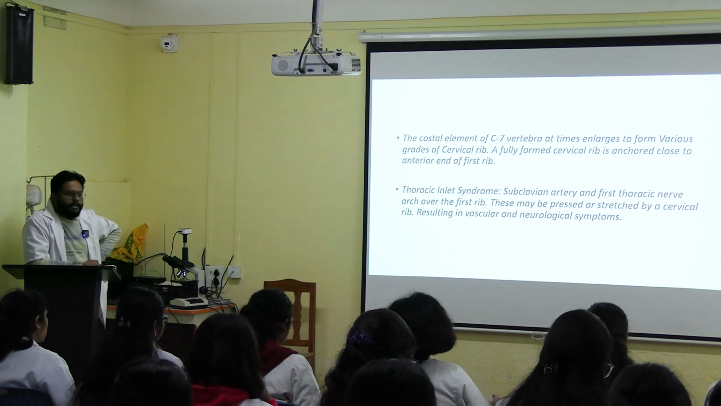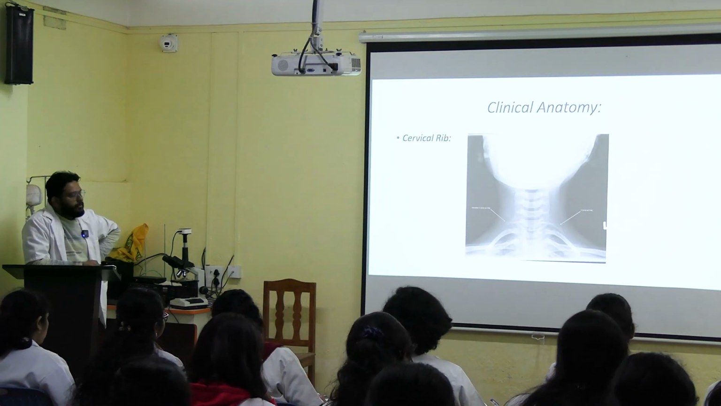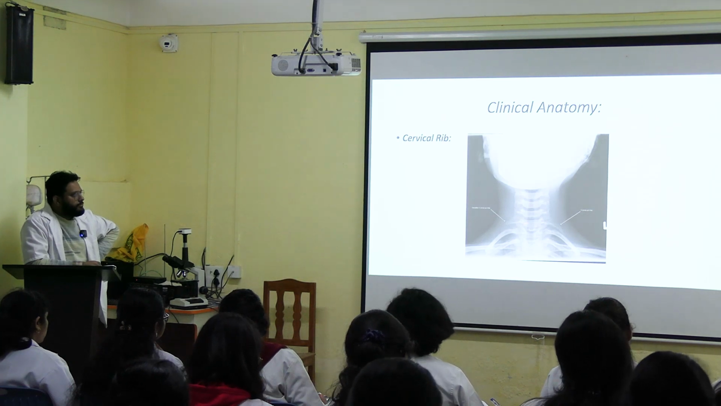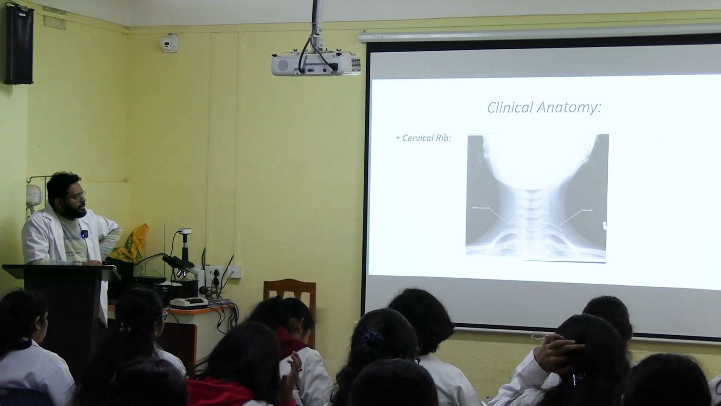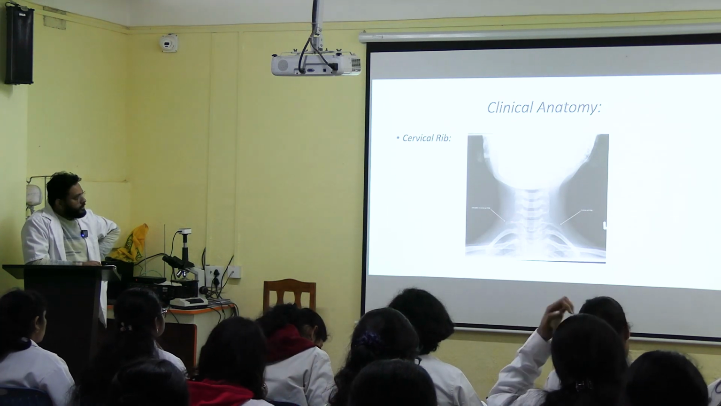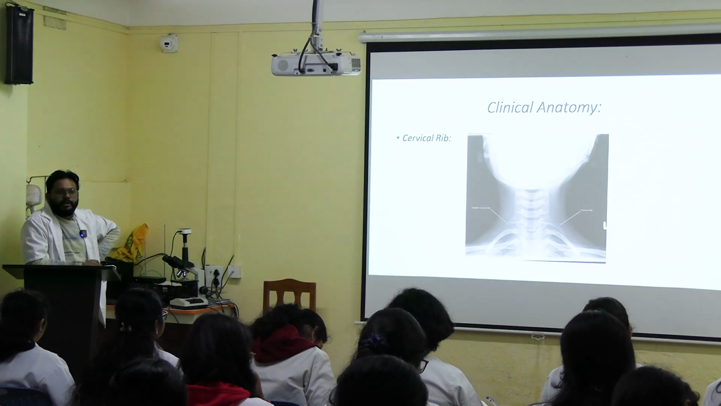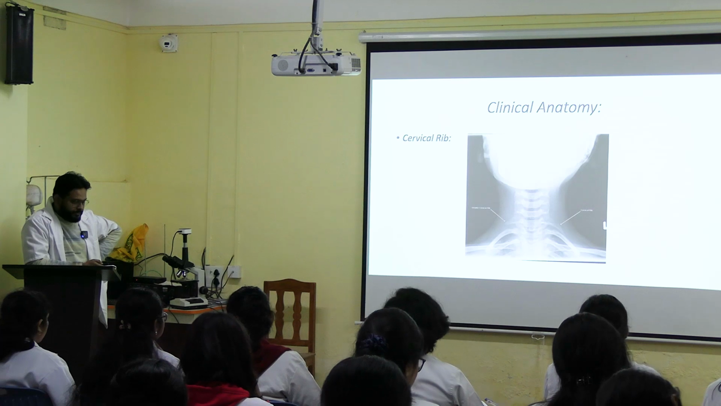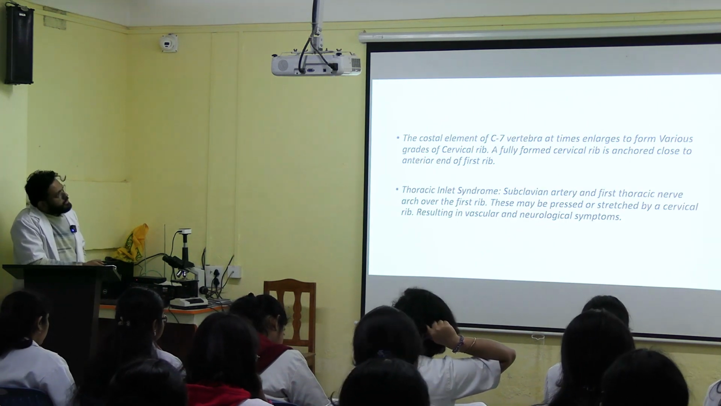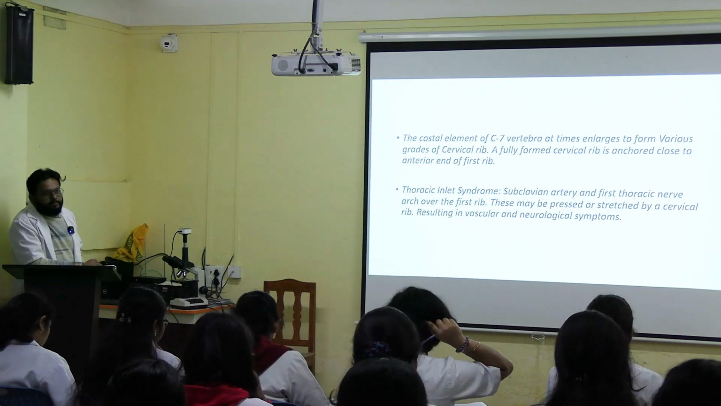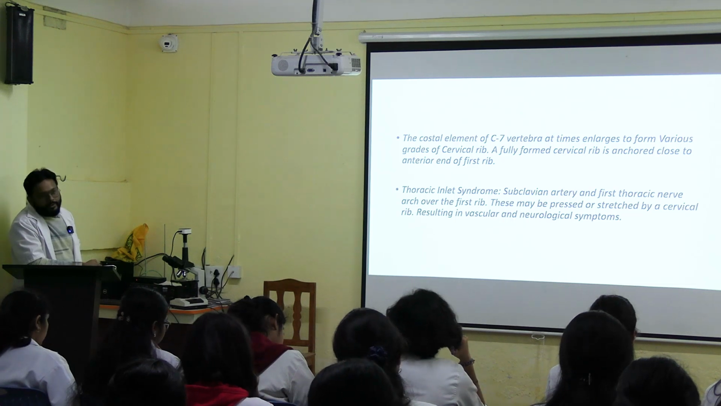Thoracic inlet syndrome. See, these are the cervical rib. These are extensions of C7. These are cervical vertebrae. This is an extension of C7, that is, the seventh cervical vertebra. The costal element of C7 vertebra at times enlarges to form various grades of cervical rib. A fully formed cervical rib is anchored close to the anterior end of the first rib.